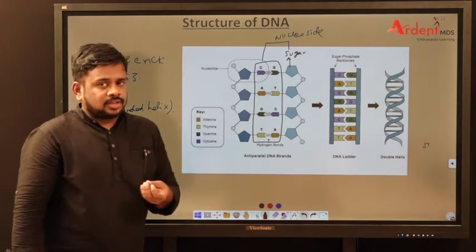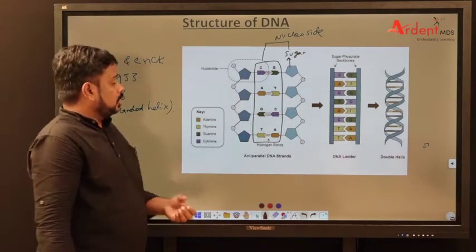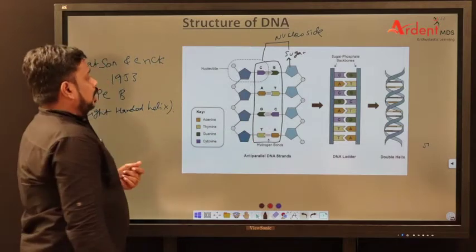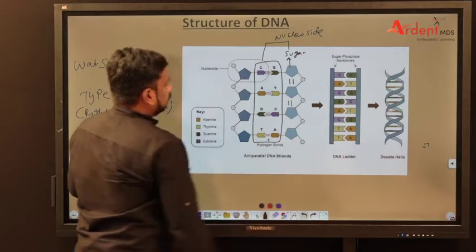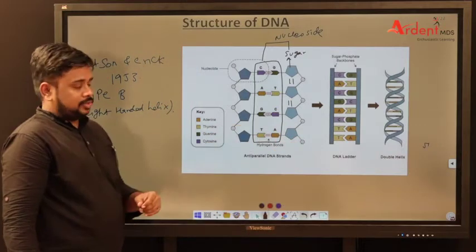So this is one of the questions they may ask you. How many hydrogen bonds are present between adenine and thymine? How many hydrogen bonds are present between guanine and cytosine? And between the sugar molecule and a base molecule, a van der Waals bond is present. Here a hydrogen bond is present.